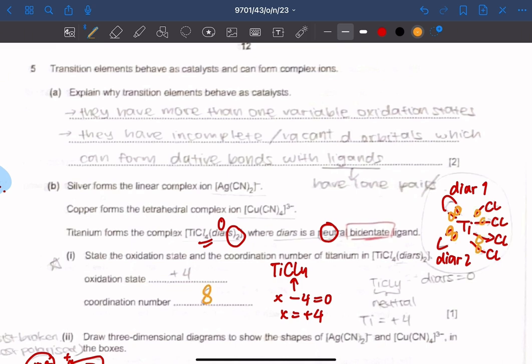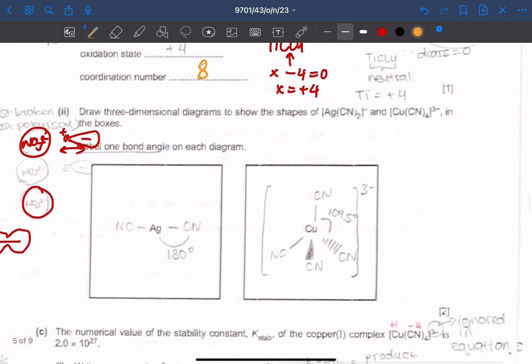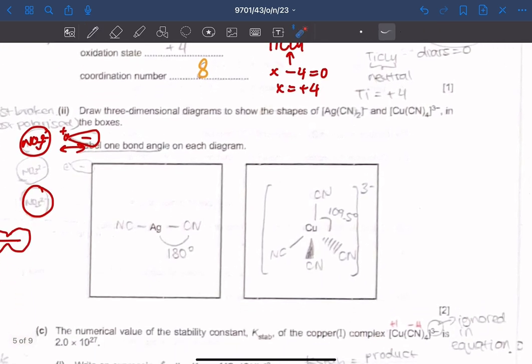Draw 3-dimensional diagrams to show the shapes of [Ag(CN)2]- and [Cu(CN)4]3- in boxes. Label one bond angle on each diagram. So first, we should already know that [Ag(CN)2]- is a linear molecule, and a linear molecule has an angle of 180 degrees, and you could also add the total charge with an angle of 180 degrees.